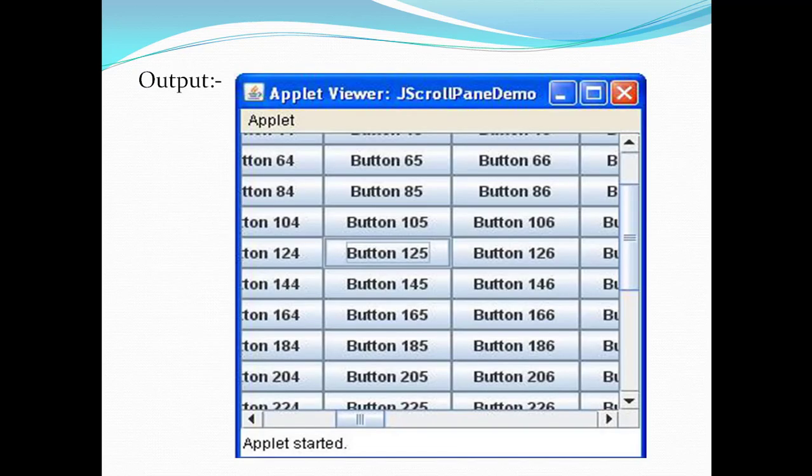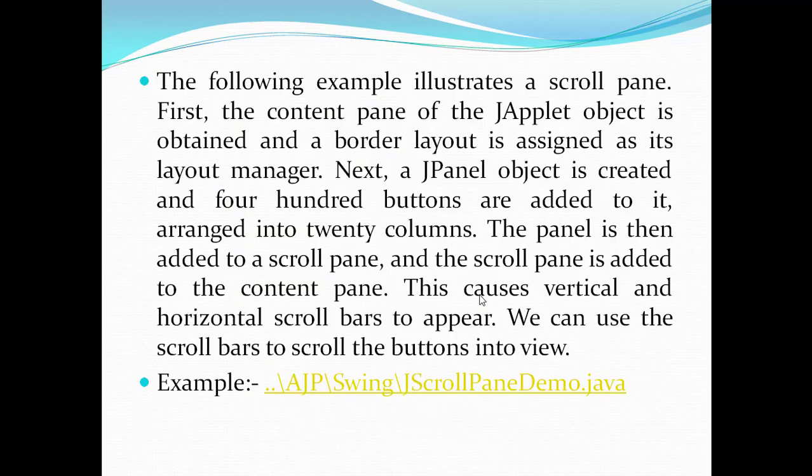Before the example, we see the output of this program. In this output, we can see the example scroll pane. A rectangular area is provided, and horizontal and vertical scroll bars are also provided. This rectangular area where the component is viewed is called the scroll pane. Okay, see the example.